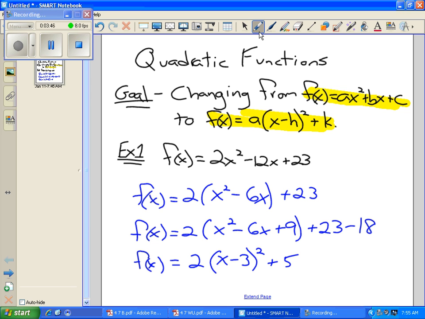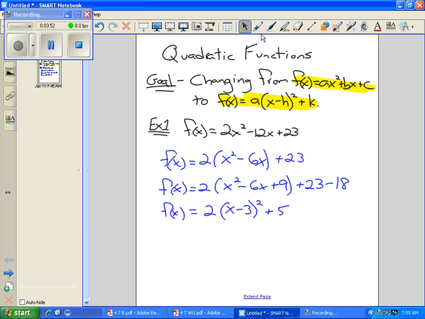I'd like you guys to try one of these on your own. Let me give you an example here to try on your own. See if you can do it. Let's do f of x equals 3x squared minus 6x plus 10. Do the exact same steps that I did. So let me go through the steps with you one more time.